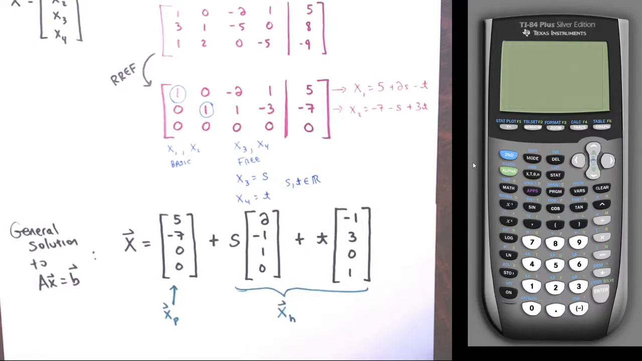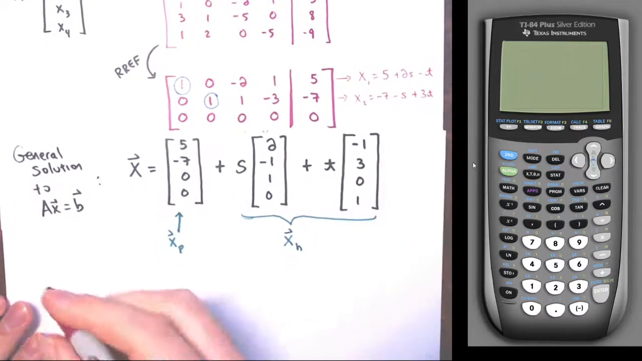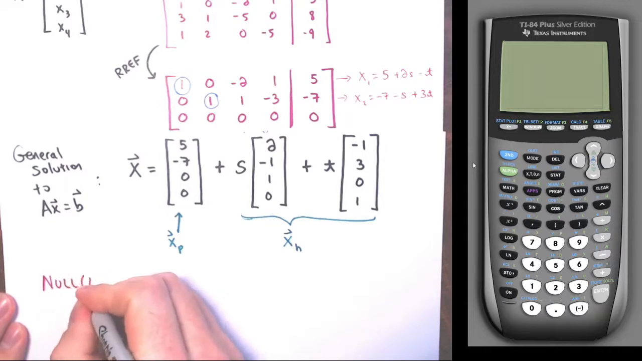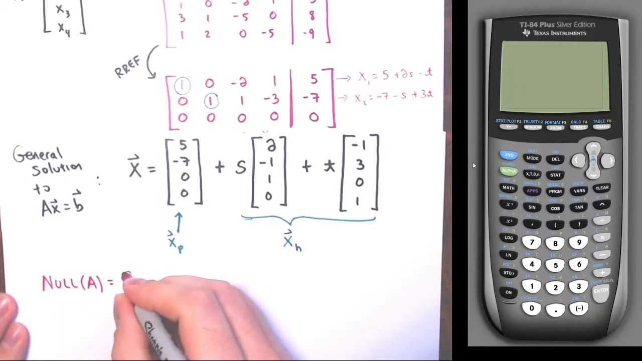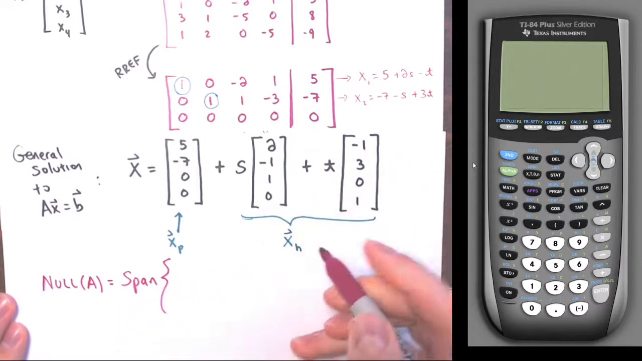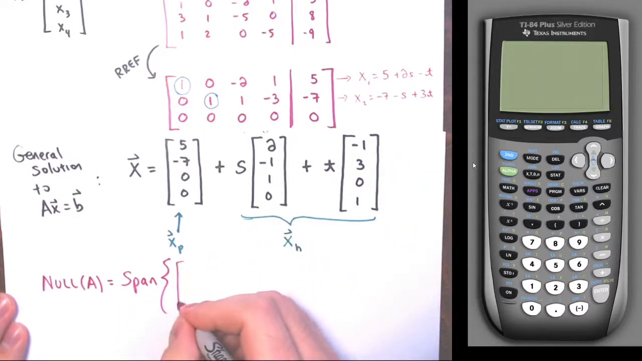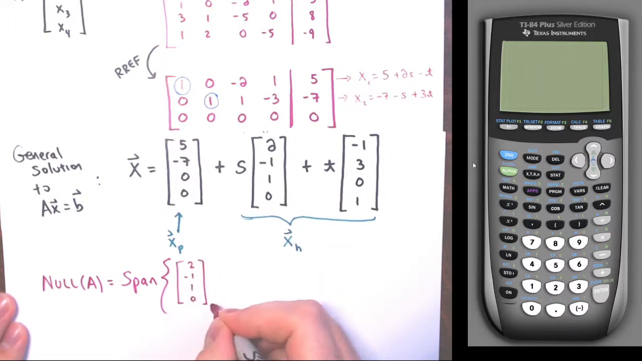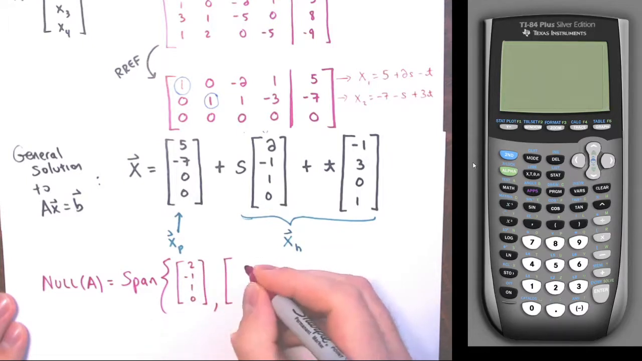Alright, so we have the null space of A. The null space of A is the span of these two vectors: the span of the vectors 2, negative 1, 1, 0, and the vector negative 1, 3, 0, 1.